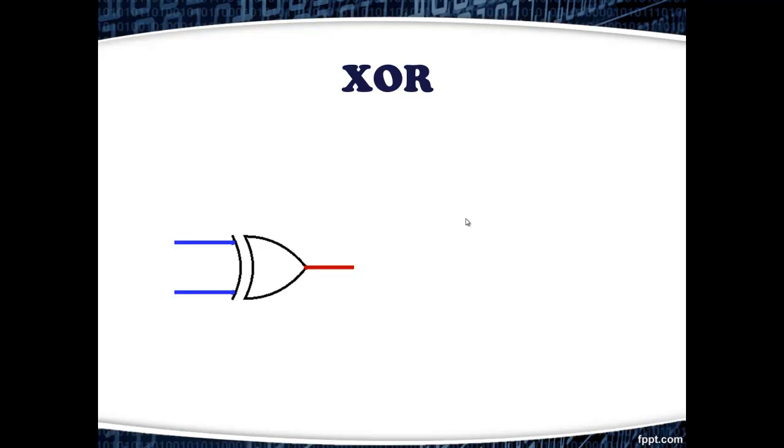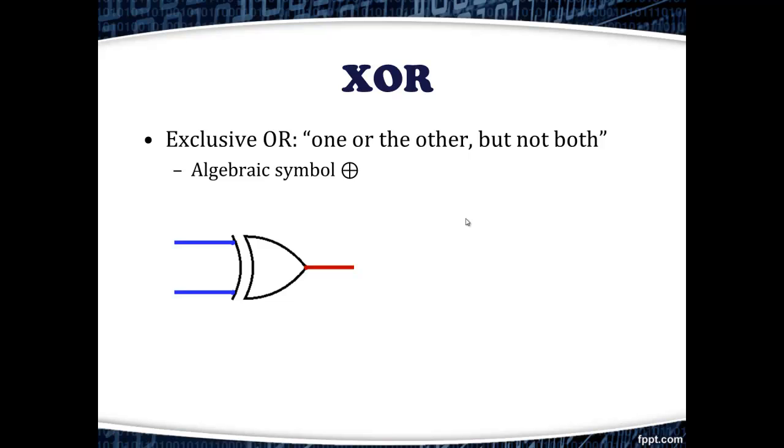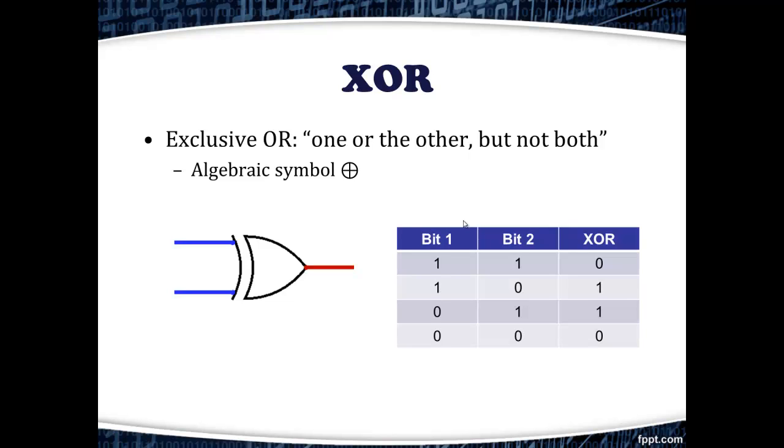The last gate we're going to just take another glimpse at is something we've seen before, and that's exclusive OR. We said before that exclusive OR means one or the other, but not both. Meaning, if one of the inputs is 1, the output is 1. But if both of the inputs are 1, the output is 0. Or if both of the inputs are 0, the output is 0. The algebraic symbol is a plus sign with a circle around it.